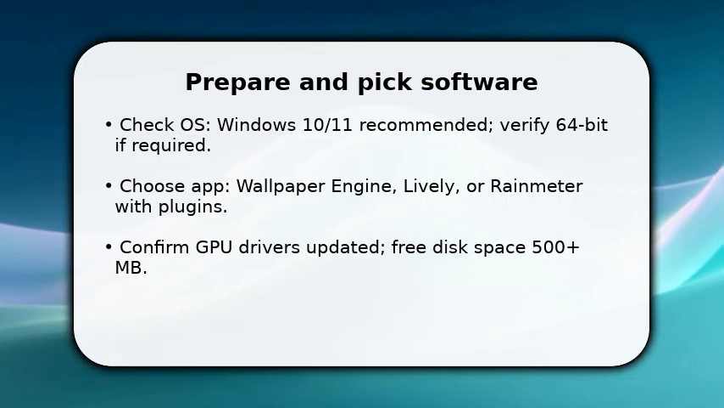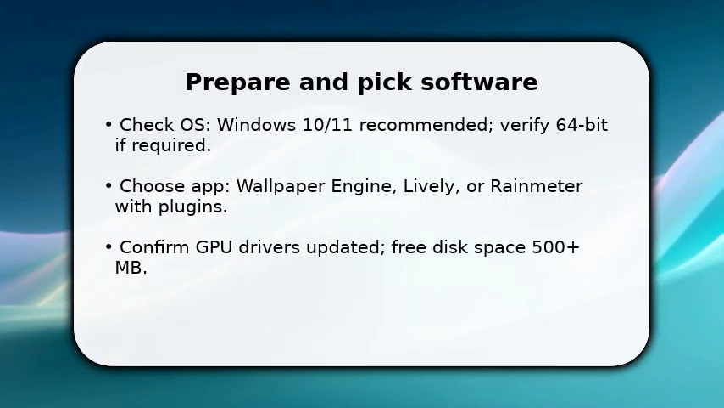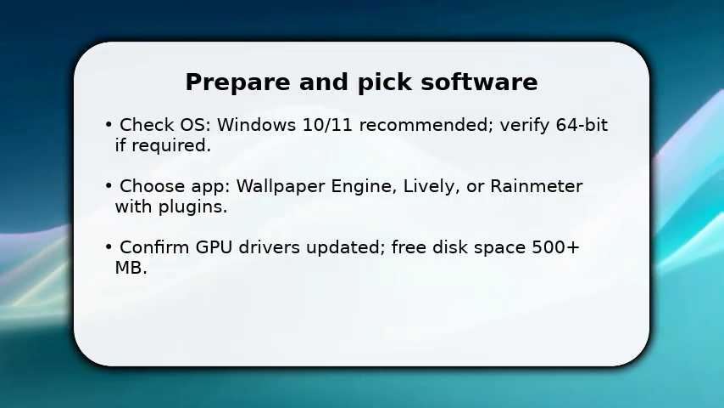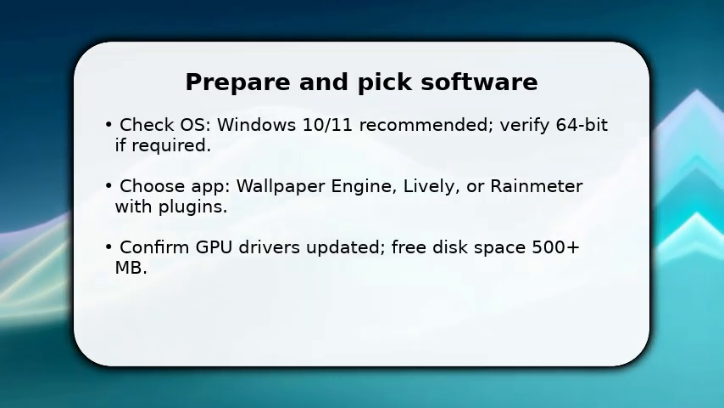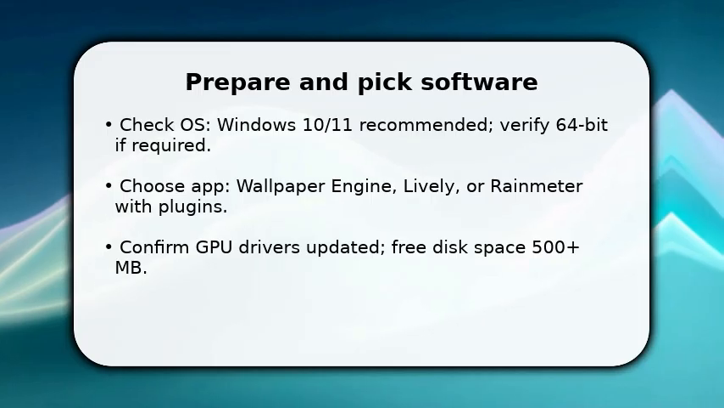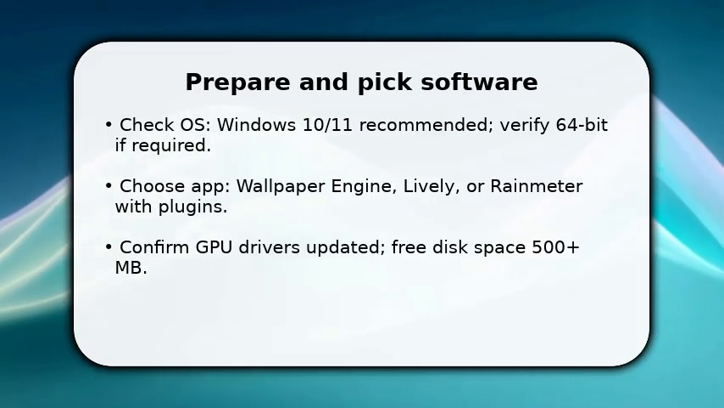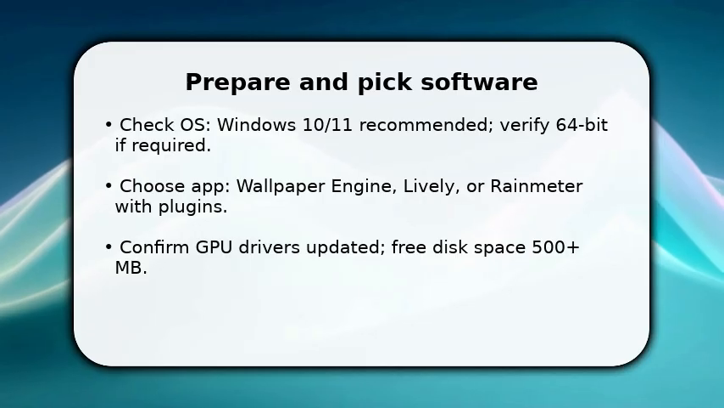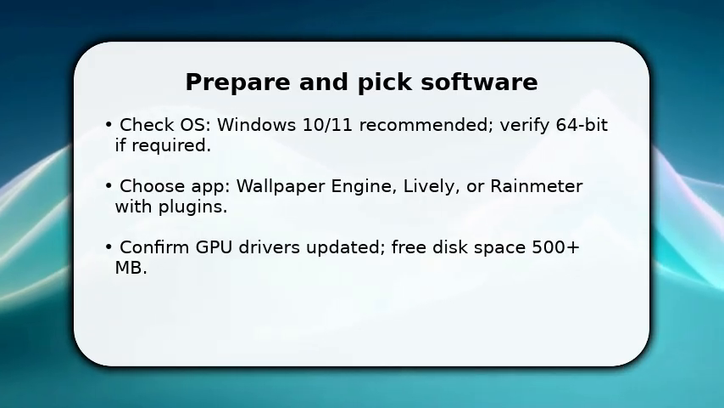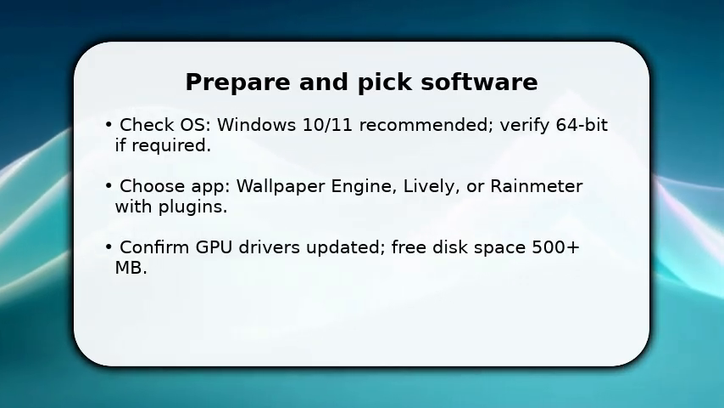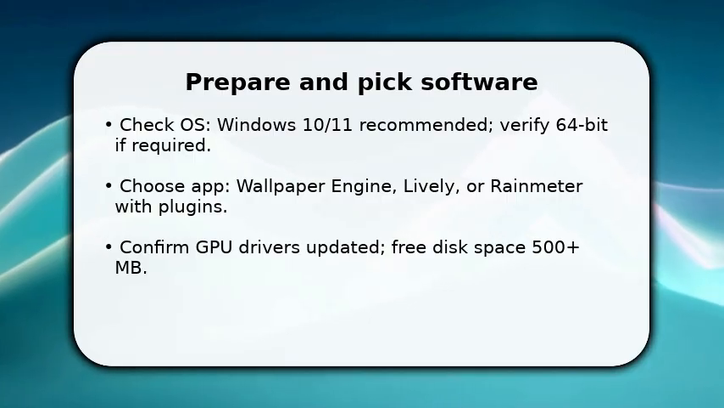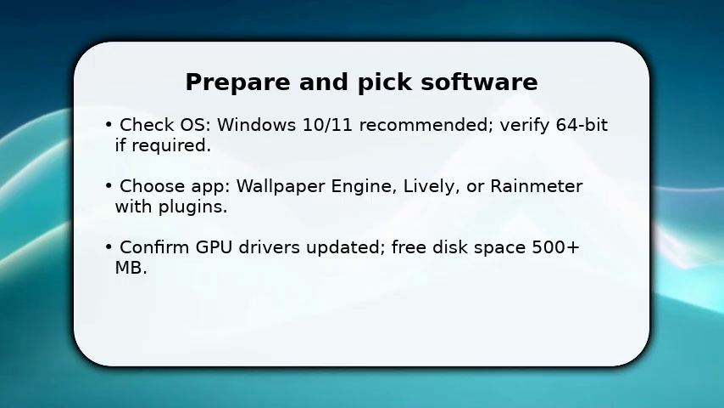You start by picking the right tool and preparing your PC. Open settings to confirm Windows 10 or 11 and update GPU drivers so animations run smoothly. Once done, decide Wallpaper Engine for Steam, Lively for free open source, or Rainmeter for custom widgets. Make sure you have at least 500 MB free and a stable internet connection to download files.